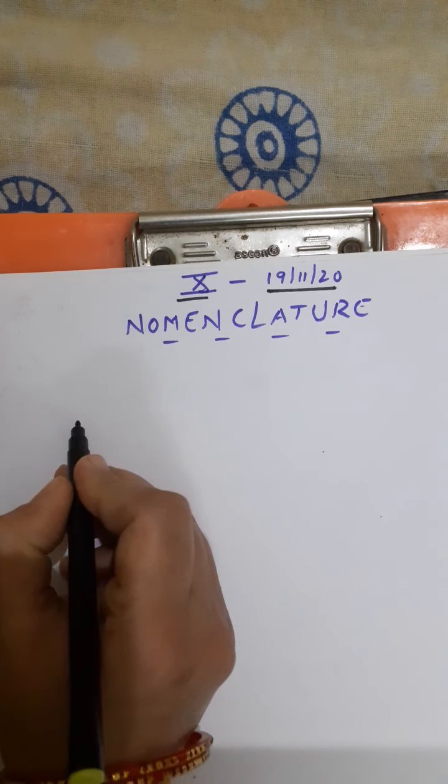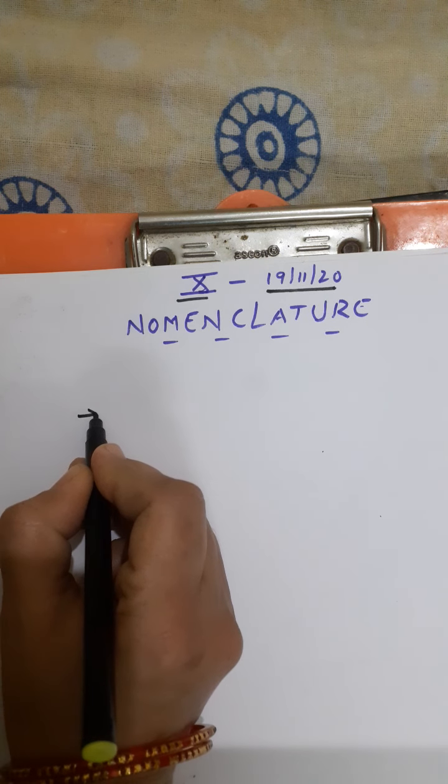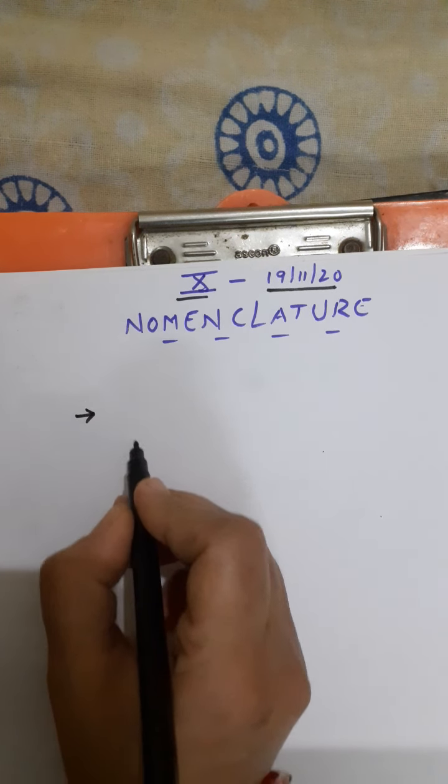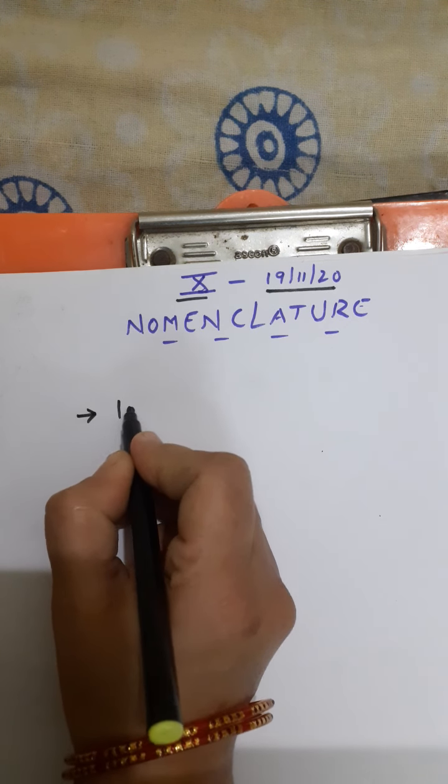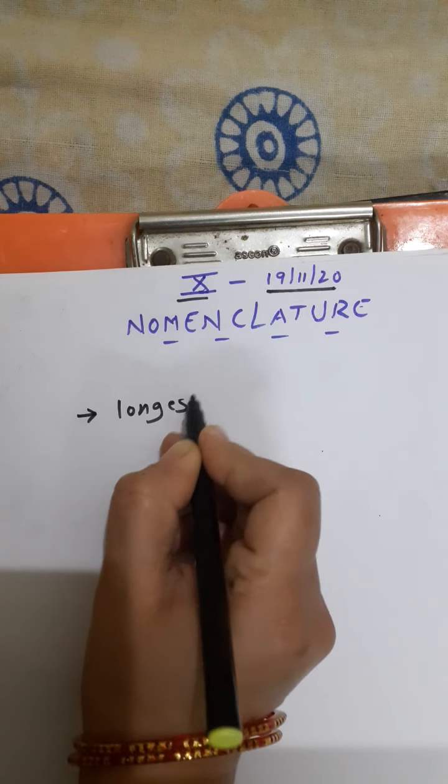Okay children, when we are naming any organic compound, there are certain basic rules to be followed. So what are these basic rules? Let us know about them. The first and foremost rule when you are naming any organic compound is that the parent name should be of the longest chain.